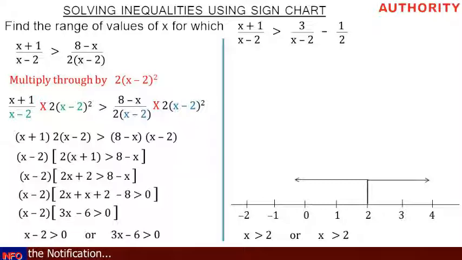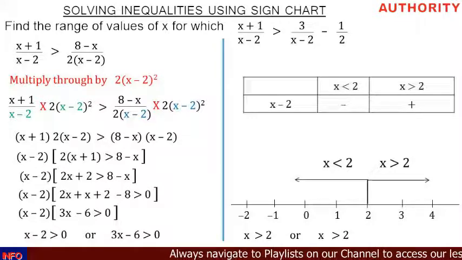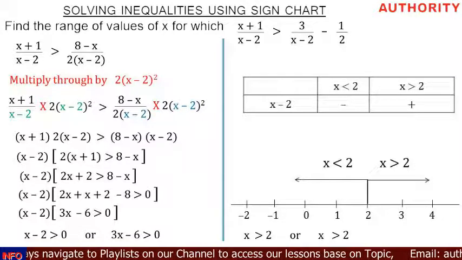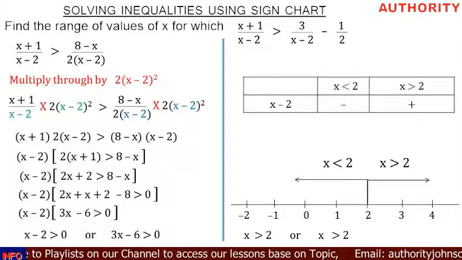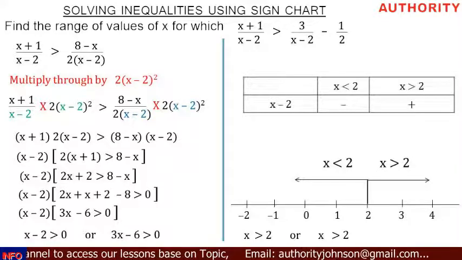Now, what are the ranges? We have x less than 2, that is all the numbers less than 2, and then x greater than 2, all the numbers greater than 2. Now, which of these ranges satisfies this inequality? Let's draw our table. In this case, we're simply going to draw 3 by 2, having 3 columns and then 3 rows. Now look at the table. So we have the range x less than 2 and then x greater than 2.